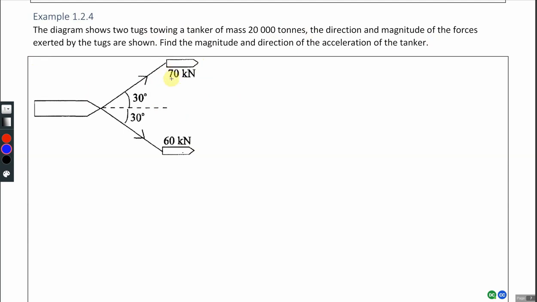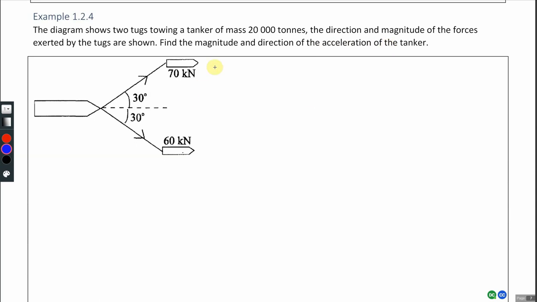So we have 70 kilonewtons from the one at the top, going in the direction of the arrow, and 60 kilonewtons, again going in the direction of the arrow from the bottom. Find the magnitude and direction of the acceleration of the tanker.